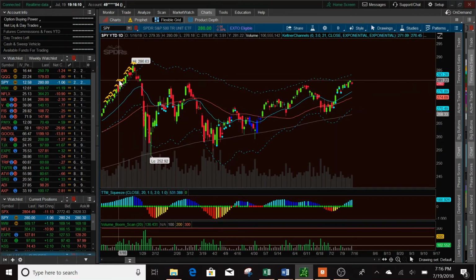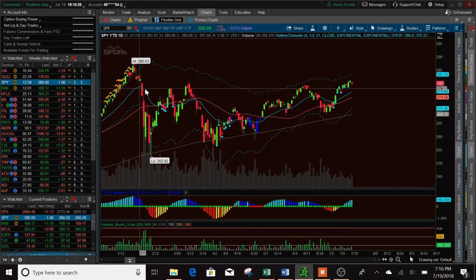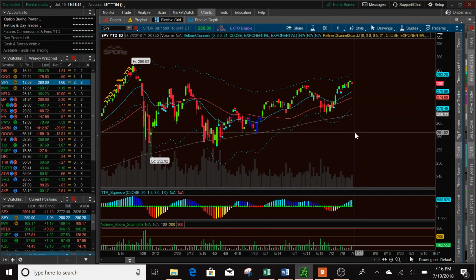Another one is these up arrows, which tell me when the stock gets a close outside of the Keltner channel line. That's in this same indicator with the blue candles. So that's it, guys. That's how I've got my chart set up.